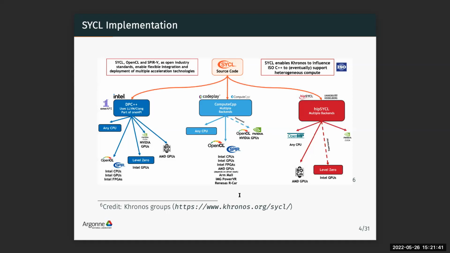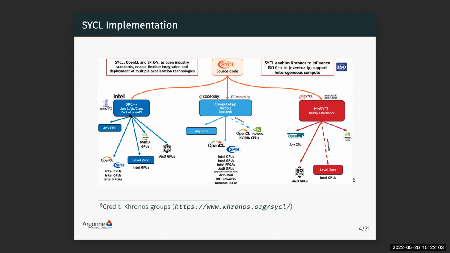So, SYCL implementation: we have multiple implementations. As I say, SYCL is a specification, like OpenMP is a specification. So we have multiple people, vendors, and universities who implemented it. Here are the big three: we have hipSYCL, ComputeCpp, and DPC++. And DPC++ is public and it is by Intel.